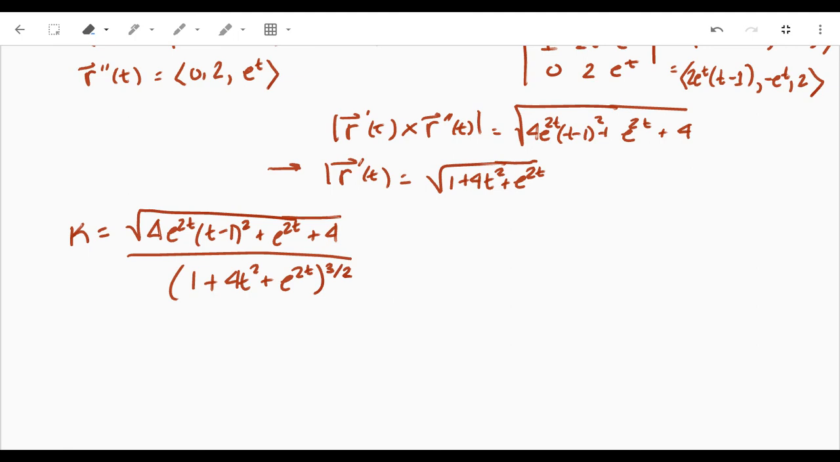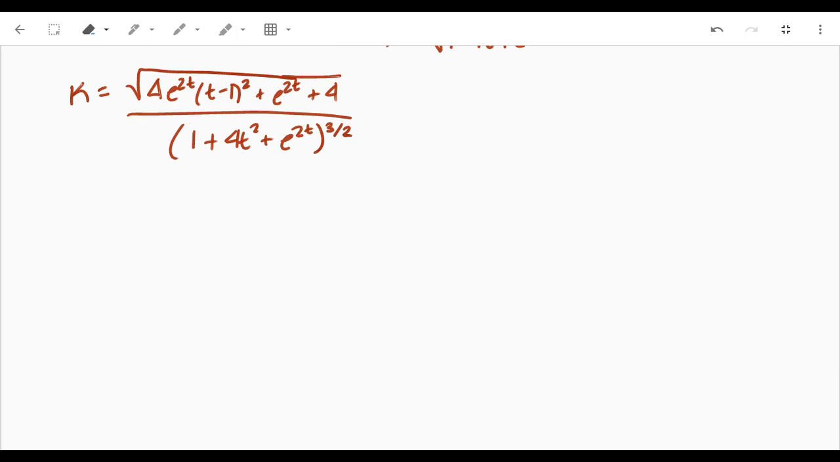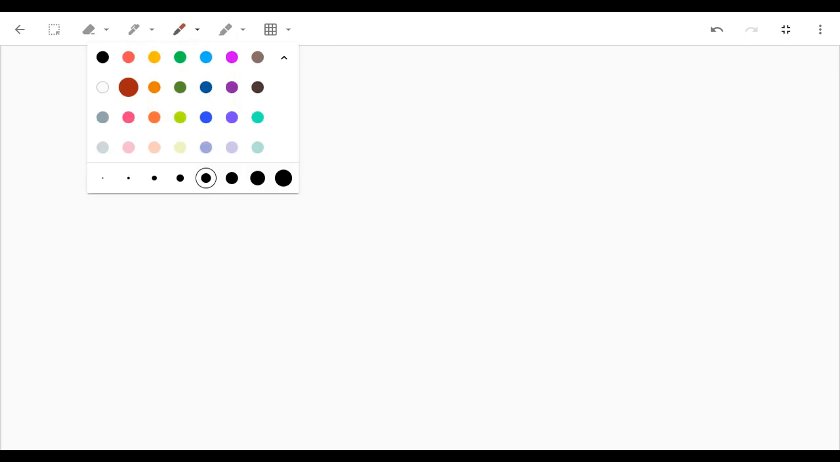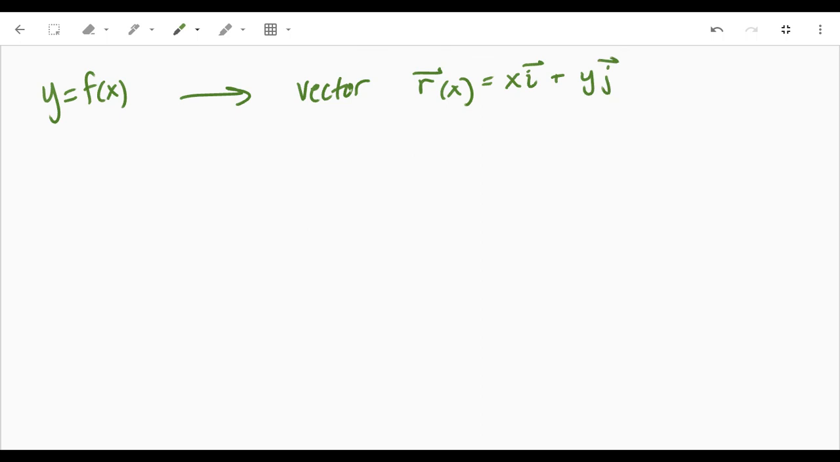And this next one will be useful if you have a function that's in rectangular form. So if you have like y equals f of x, okay, we can use it as vectors, where r of x would equal x i plus y j.